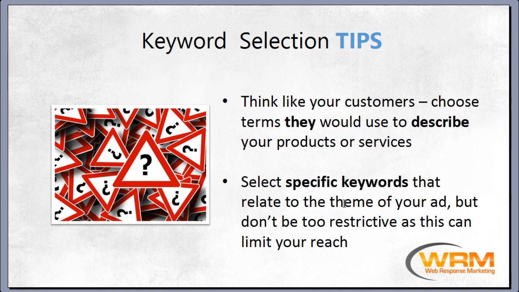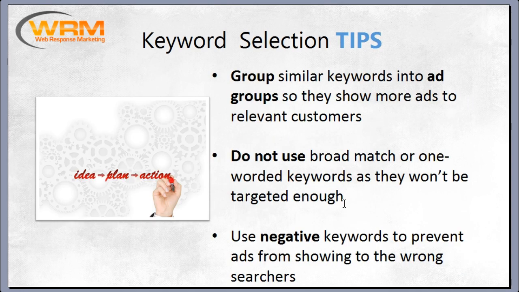And also select specific keywords that relate to the theme of your ad, but don't be too restricted, as this can limit your reach if you are exceedingly specific on your keywords. You have to be not too broad, not too limited. And for that, you have to group similar keywords into ad groups so they show more ads to relevant customers. This is something that Google loves.